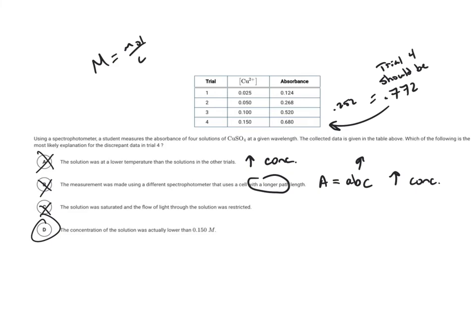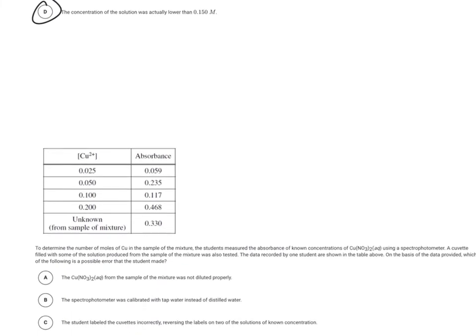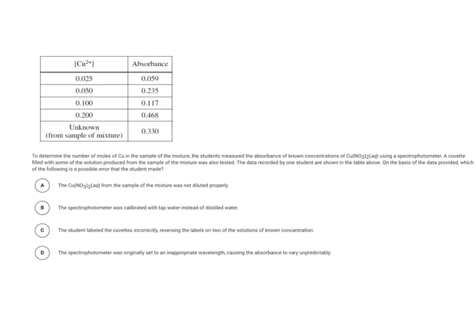Now just for you, I've got one more example of a type of question you'd see on a multiple choice test for the AP test. This one says to determine the number of moles of Cu in a sample of a mixture, the student measured the absorbance of the known concentrations of copper nitrate using the spectrophotometer. A cuvette filled with some of the solution produced the sample of mixtures was also tested. The data recorded by one of the students shows the table above. On the basis of the data provided, which of the following is possible error that the student made?